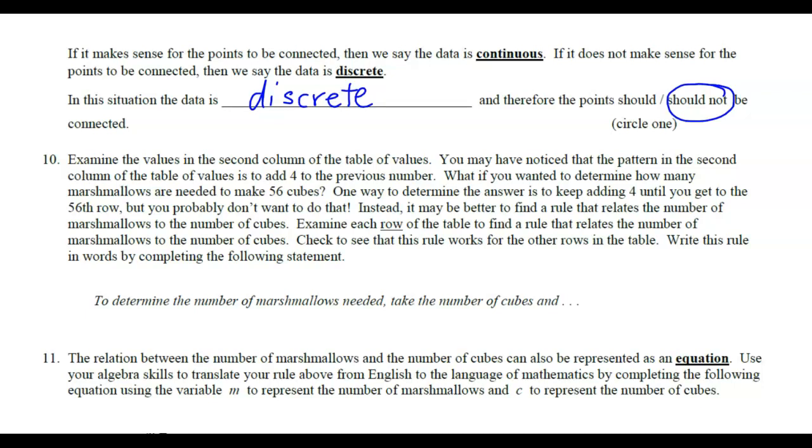Examine each row of the table to find a rule. Check to see that the rule works. Write it by completing the following statement.